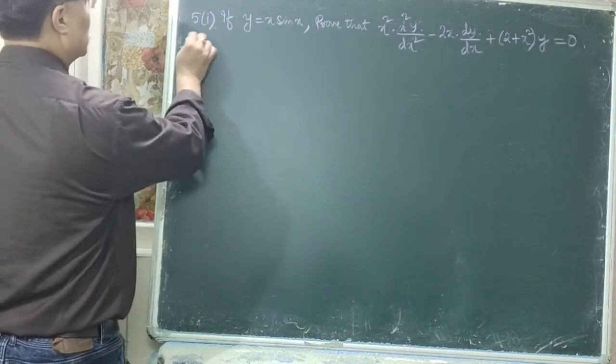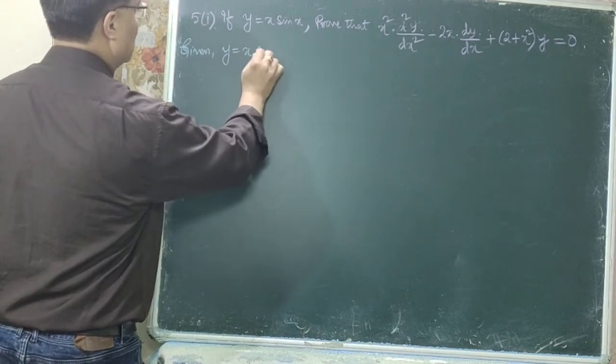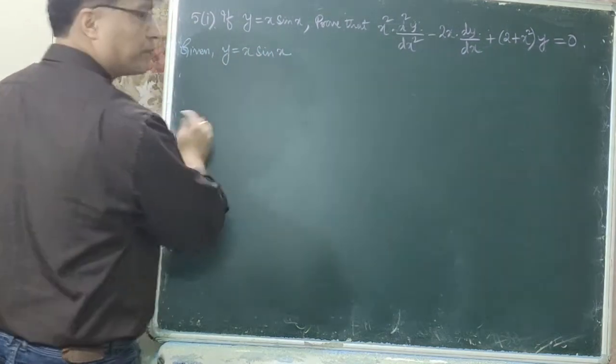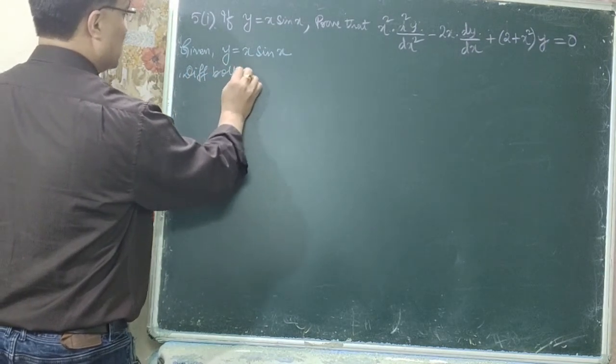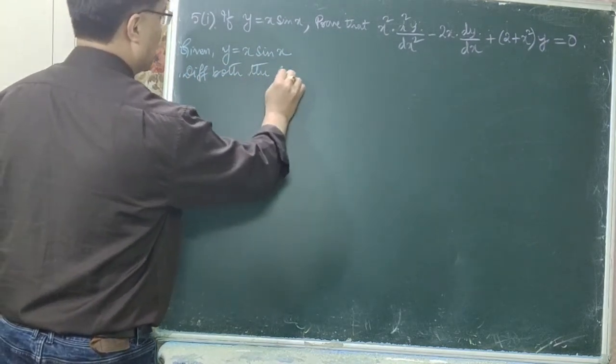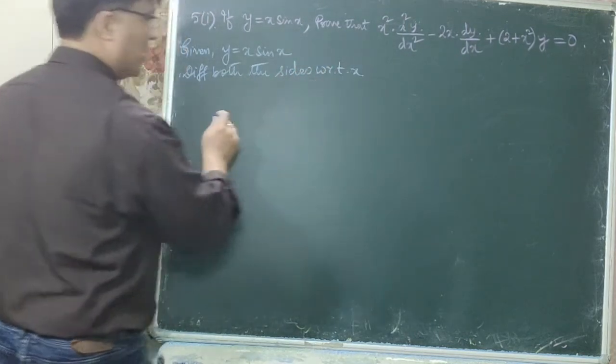So given here is, given y is equal to x sin x, right? So differentiating both the sides with respect to x.